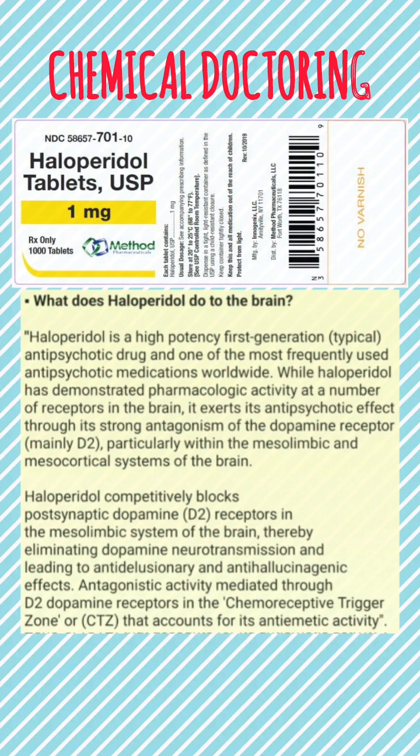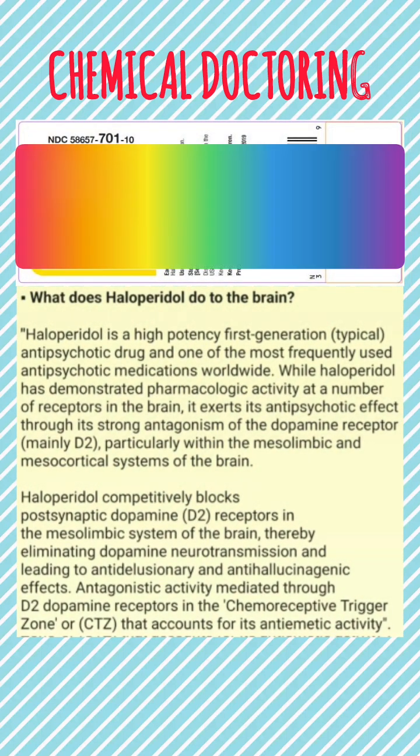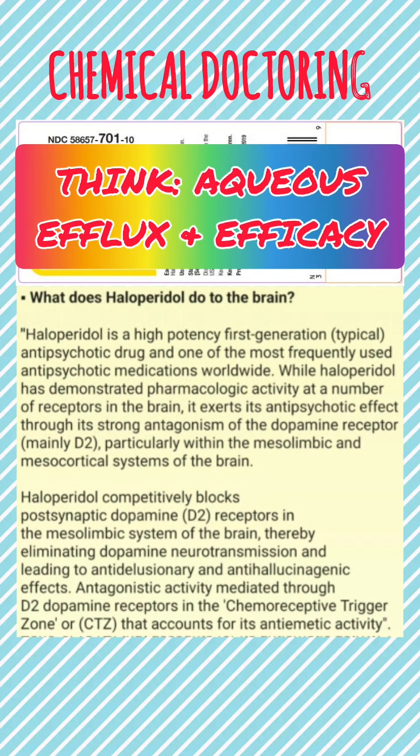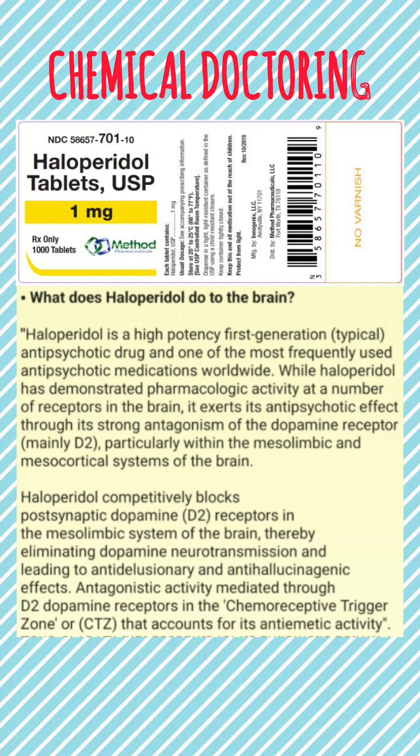What does haloperidol do to the brain? Haloperidol is a high-potency first-generation typical antipsychotic drug and one of the most frequently used antipsychotic medications worldwide. While haloperidol has demonstrated pharmacologic activity at a number of receptors in the brain, it exerts its antipsychotic effect through its strong antagonism of the dopamine receptor, particularly within the mesolimbic and mesocortical systems of the brain.